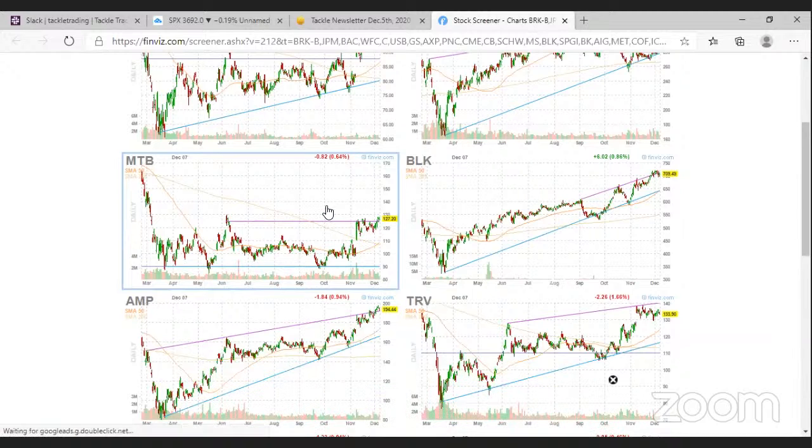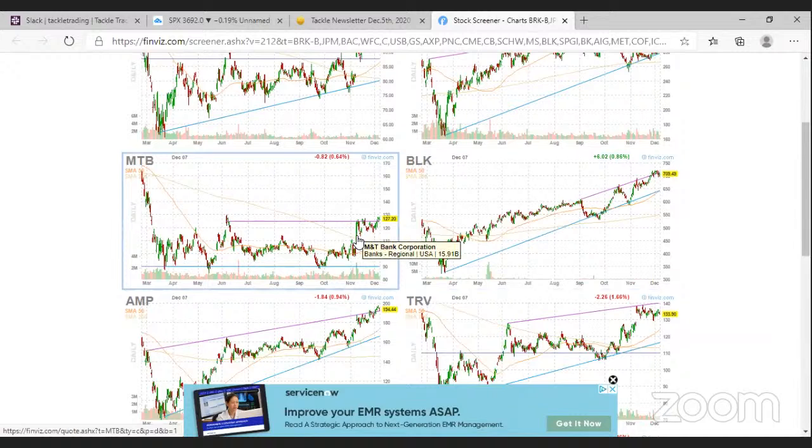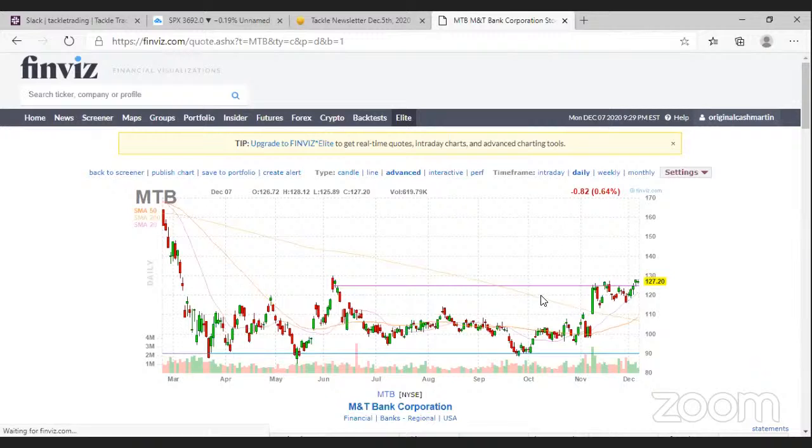Now, could I make a trade off of this MTB chart or any of these charts? Absolutely not. But I can see that it's probably worth going in and looking at my actual charting platform to see if it looks as good up close as it does from a bird's eye view. And believe me, sometimes it won't. But if you want to take a closer look, you can just click on it and get a closer look.